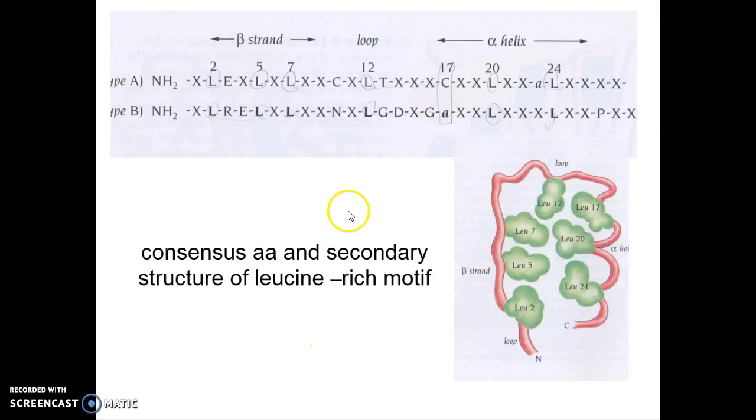The repeating unit shares certain conserved residues in type A and B, mostly hydrophobic residues in two secondary structures plus in the loop.